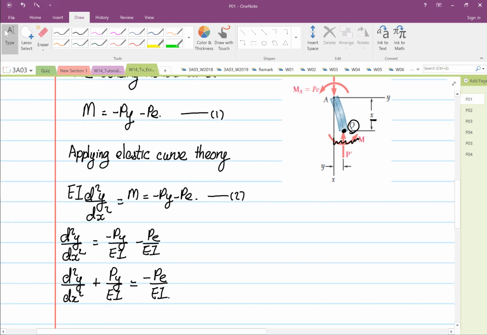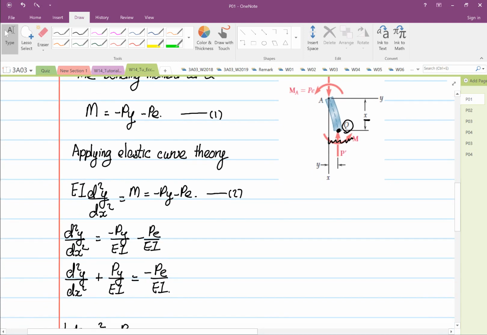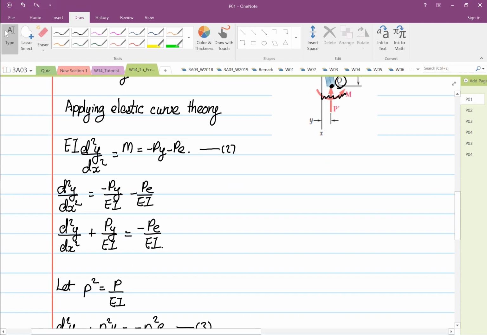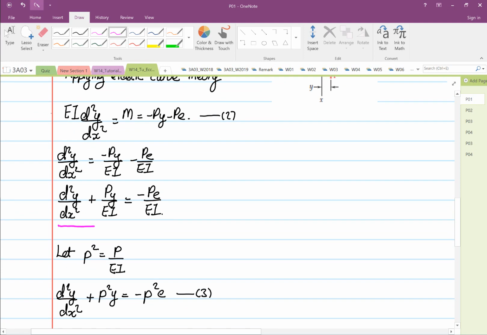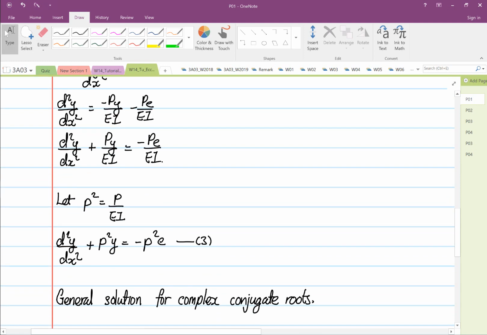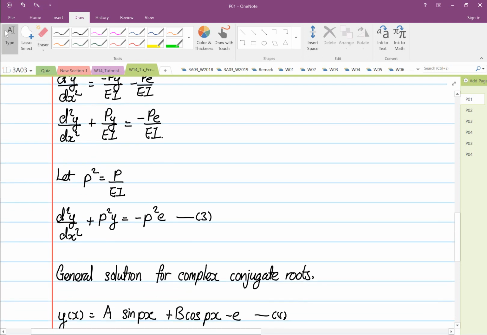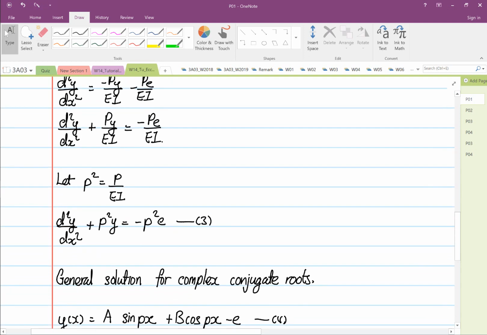Then as usual, we apply the elastic curve theory, and this is the term that we see. So this is the elastic curve. Then you equate everything out and you have the expression over here. Then we let small p squared equal P over EI, and we rewrite equation 2 to get equation 3.